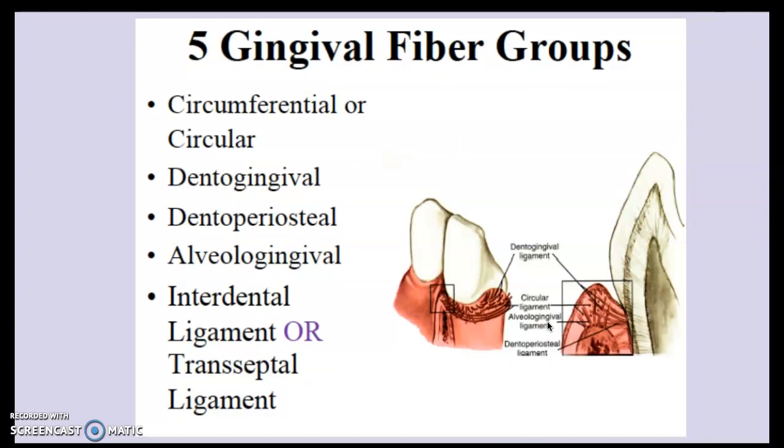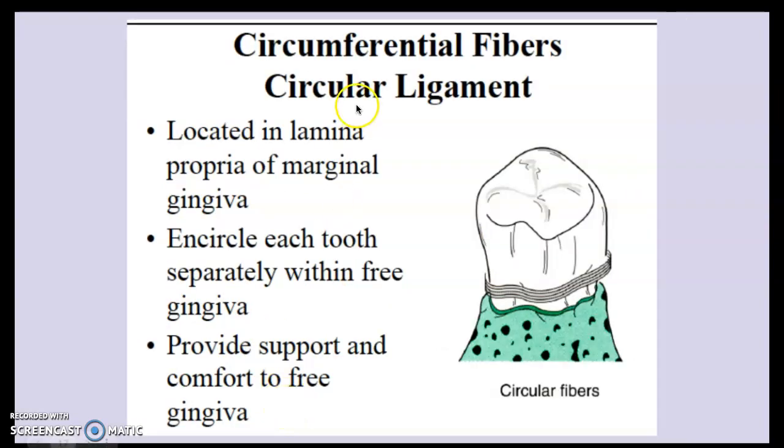So first we're going to go over the gingival fibers. There are 5 gingival fiber groups. You have circumferential or circular. I wonder what that does. Dentogingival, dental periosteal, alveologingival, and interdental ligament, or transseptal ligament. So circumferential or circular, this is located in the lamina propria. It encircles each tooth separately within the free gingiva, and it provides support and comfort to the free gingiva.